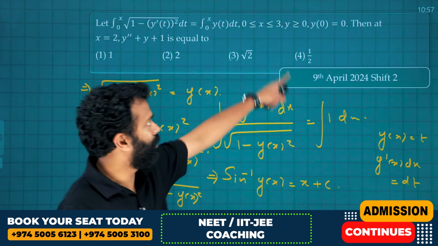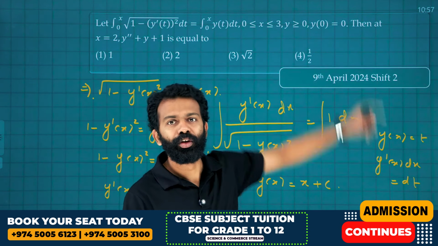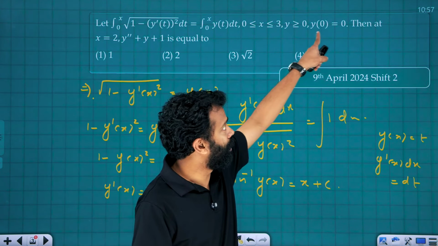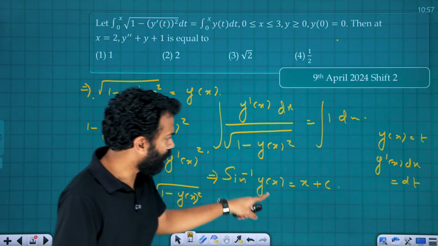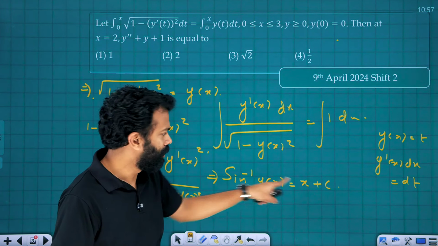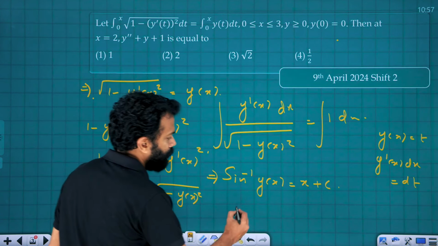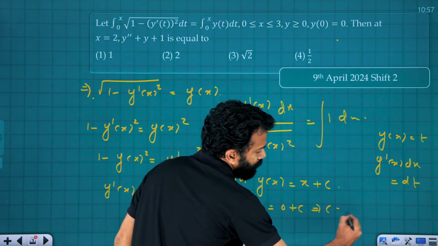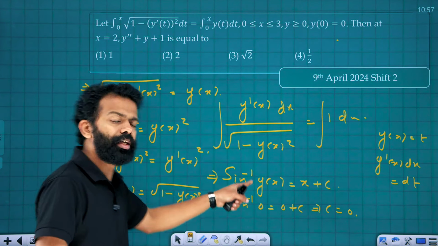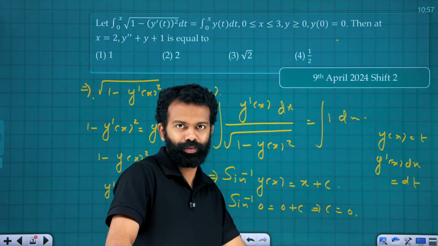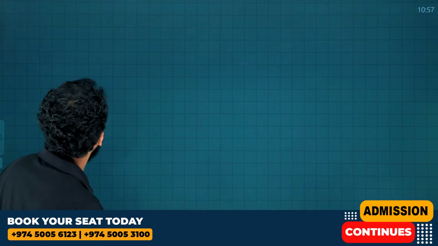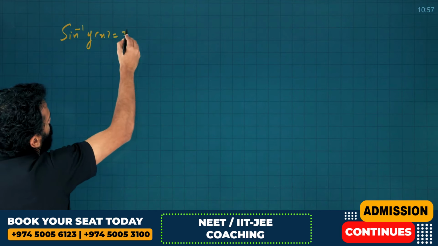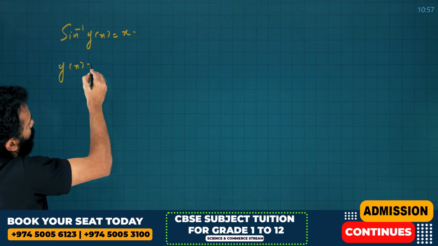To find c, they have given that y of 0 is equal to 0. So substitute 0 over here and here. That is, x is equal to 0 and y of 0 is also equal to 0. Therefore sine inverse 0 is equal to 0 plus c, which implies c is equal to 0. Therefore sine inverse y of x is equal to x, that's all. And the next step, sine inverse of y of x is equal to x. That is, y of x is equal to sine x.